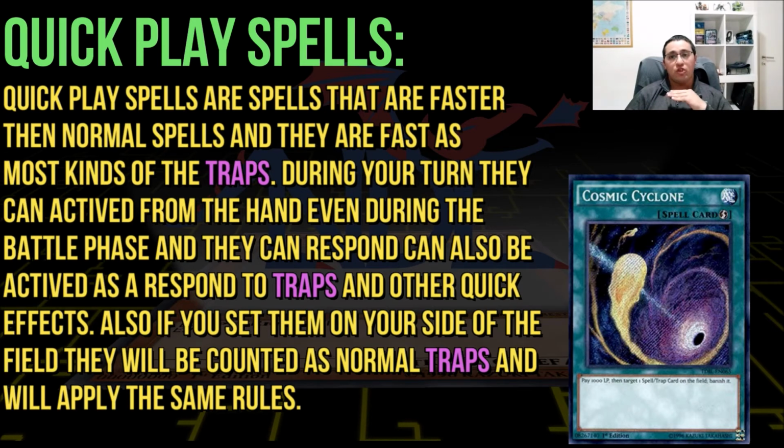Basically, if you set them to your side of the field, which, unlike normal spells, if you set a spell to your side of the field, you can activate during your own turn or whatever you want to. Quick play spells, if you set them, will function as a trap. So if you set, for example, a quick play spell like Mystical Space Typhoon, it will function as a trap, and you cannot activate it for the rest of the turn, only the turn after, which will be your opponent's turn. But for your own turn, if you leave it in your hand, you can activate it for the duration of the entire turn. That's how quick play spells work.